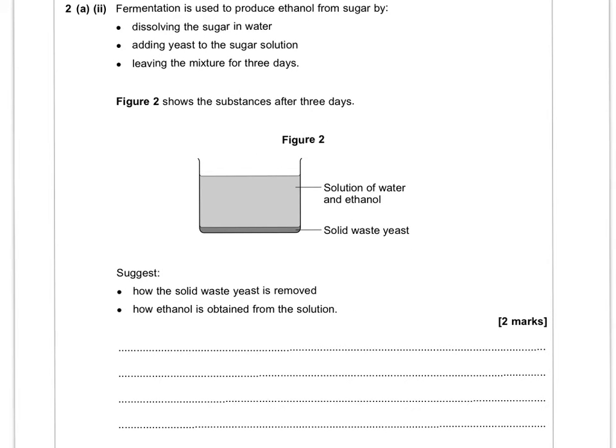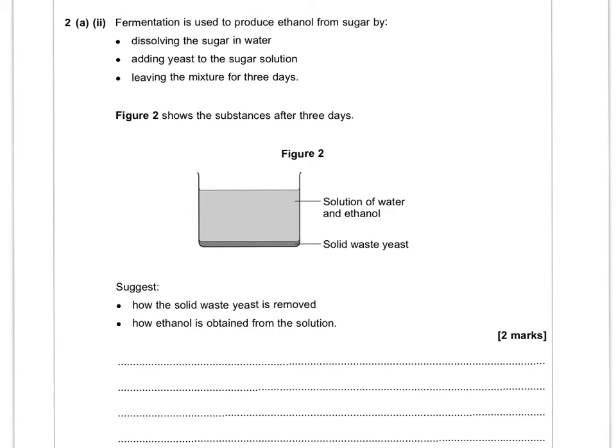Fermentation is used to produce ethanol from sugar by dissolving the sugar in water, adding yeast, and yeast are really important, to the sugar solution. So we've got sugar and yeast, and leaving the mixture for 3 days. Okay, and it shows 3 days. Okay, so we've got water and ethanol, and solid waste yeast.